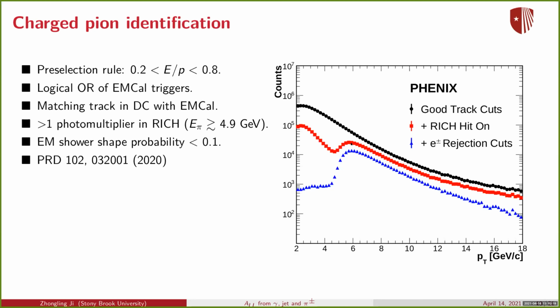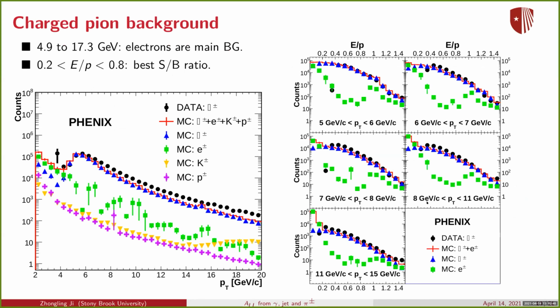And we can see a bump here is just due to the RICH hit. The last cut is the EM shower probability, which means it's very unlikely to be an electromagnetic shower. So these are called the electron rejection cuts, and they further reject the electron background and make the shape the blue one. For the charged pion background from the simulation, we can see most of it comes from the green one, which is the electron background.